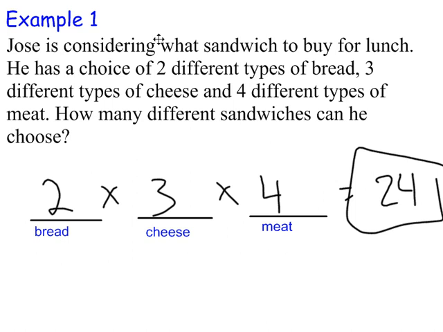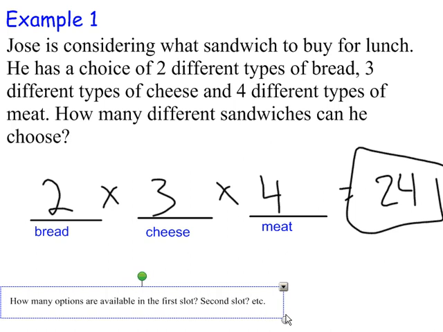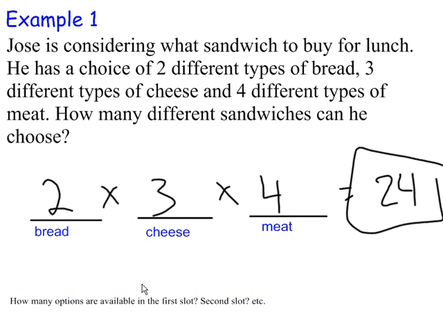When you're working with the fundamental counting principle, it's always a good thing to ask yourself this question. How many options are available in the first slot? In this case, it was 2 options because you have 2 types of bread. See that? How many options are available in the second slot? In this case, it was 3 options because you got 3 types of cheese available, etc., etc. So for the third slot, we have 4 options.